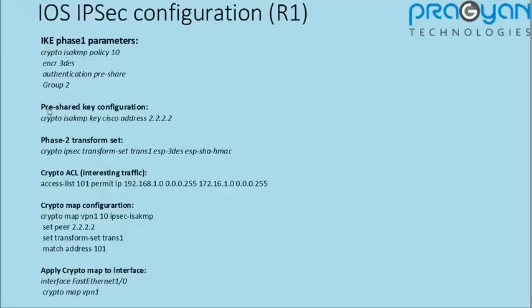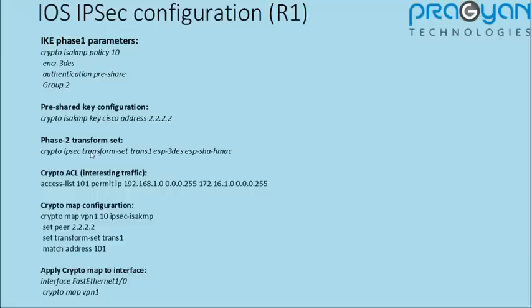Now the next is the pre-shared key, right? In this line I'm configuring crypto ISAKMP key. Cisco is my pre-shared key for address 2.2.2.2, right? This is my R2's IP address. I'm configuring this in R1, right? So my phase 1 part of the configuration is done.